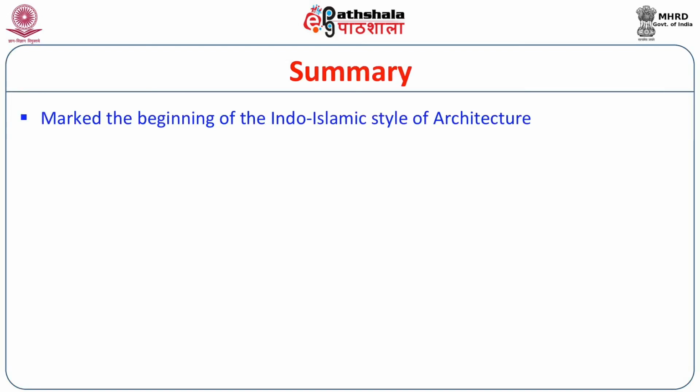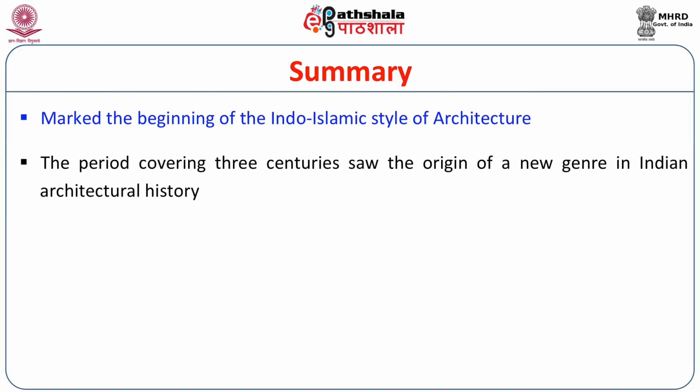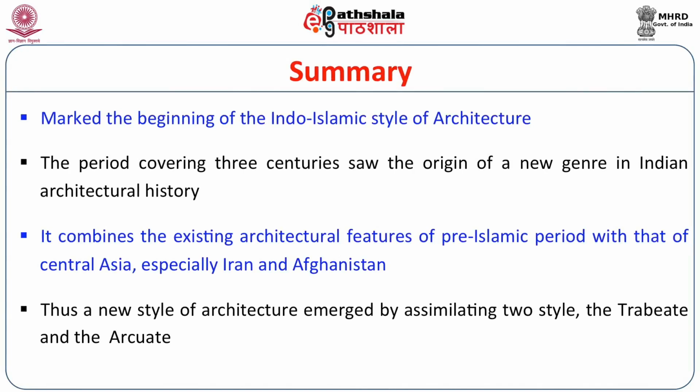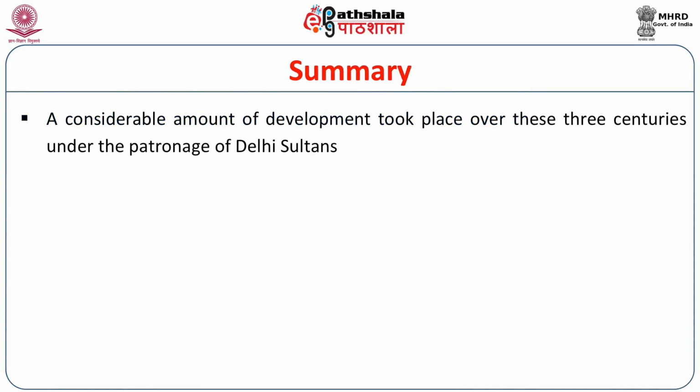from the 13th to the 16th century marked the first beginning of the Indo-Islamic architecture. The period covering 3 centuries saw the origin of a new genre in Indian architectural history. It combines the existing architectural features of the pre-Islamic period, that is trabeate, with those of Central Asia, especially the style of Iran and Afghanistan, which is arcuate, and therefore a new style emerged by assimilating the two styles, the trabeate style and the arcuate style.